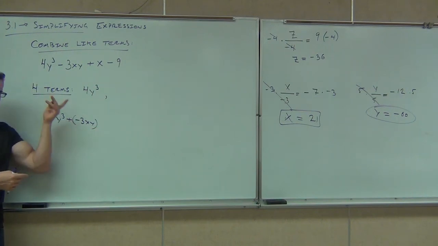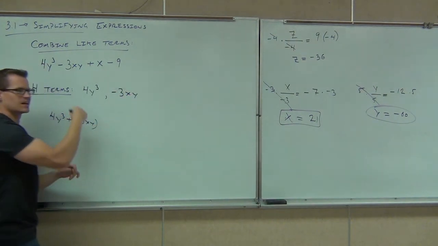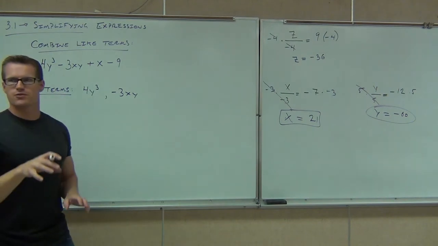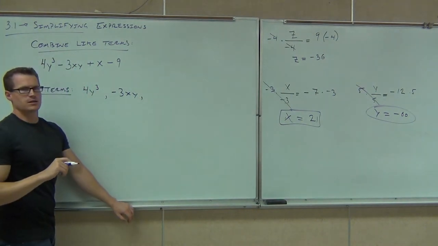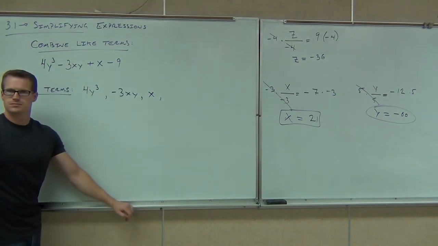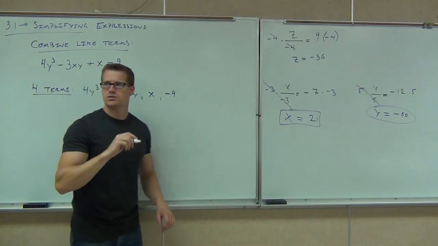You're kind of doing this in your head when you say my next term is negative 3xy. You're kind of just cheating the problem a little bit and doing that in your head. So if you remember that the terms go with the sign in front of them, you'll be just fine. With that in mind, can you tell me the next term that I have, everybody? X. Good. And what's the final term? Negative. Good, it goes with the sign, so we get negative 9. You okay with the terms? Yes.